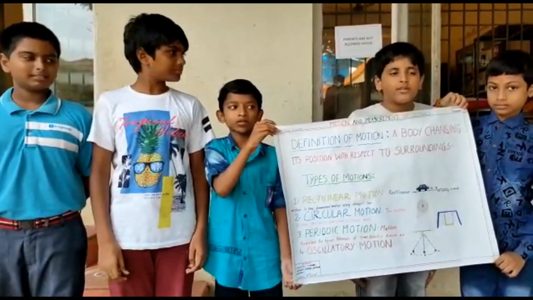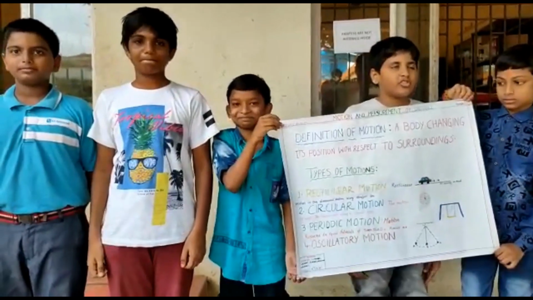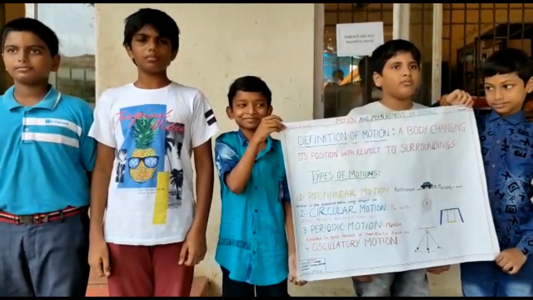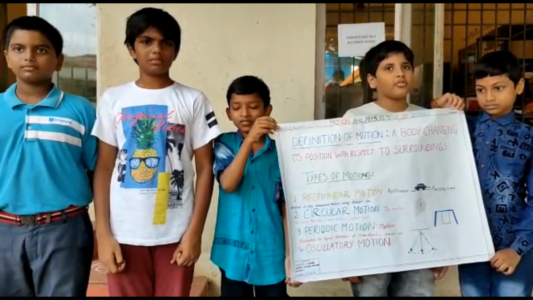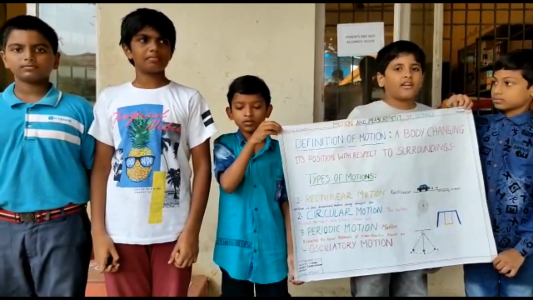Good morning everybody. My name is Ranga and I am about to tell about rectilinear motion. A body changing its position from one place to another place in a straight path is called rectilinear motion. Example: a train moving on a track.